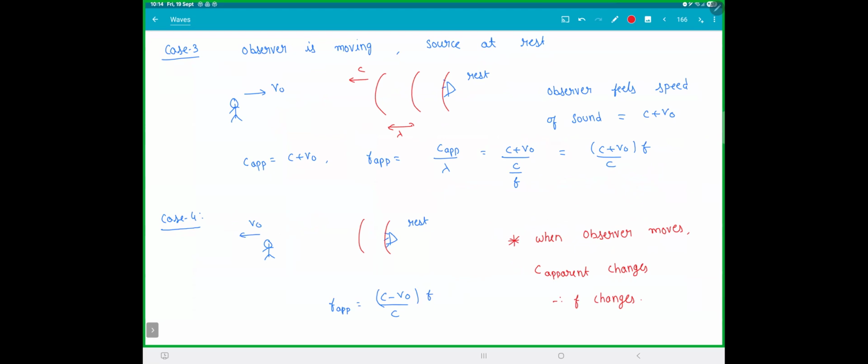Now, if I combine all these four cases, the formula becomes like this. F apparent is (C plus or minus V observer) in the numerator, (C plus or minus V source) in the denominator, into F. So when to use plus, when to use minus? Listen carefully. This is not anything special. It is just a mathematical thing which I used to use in 11th and 12th.